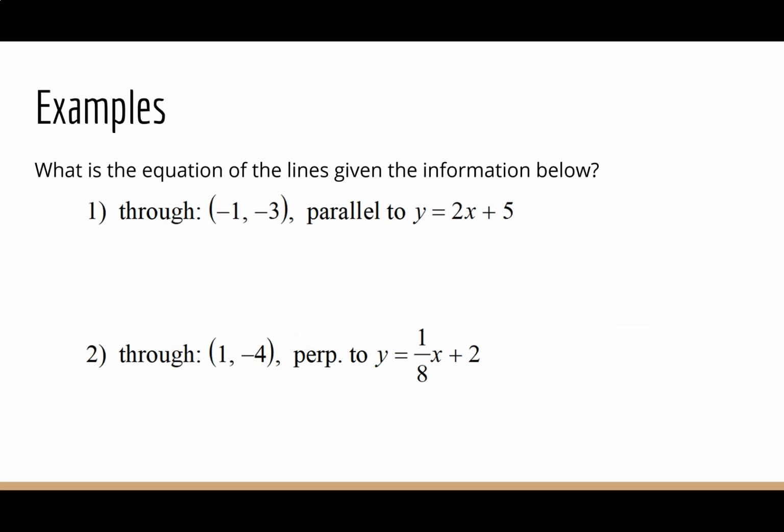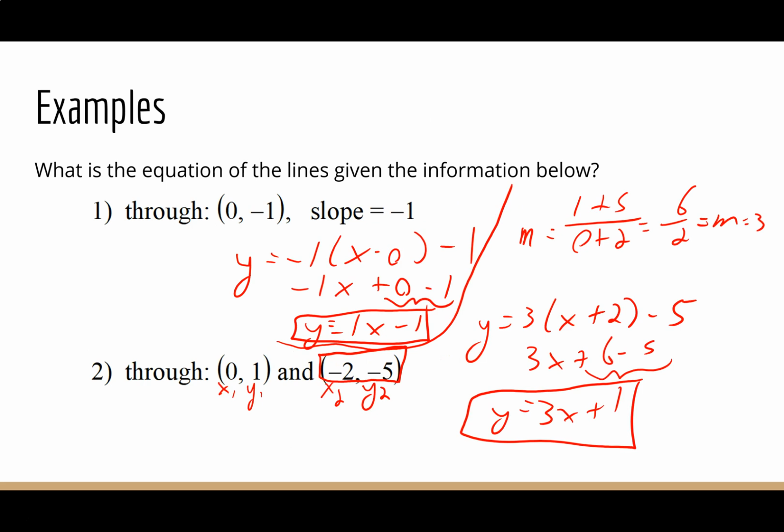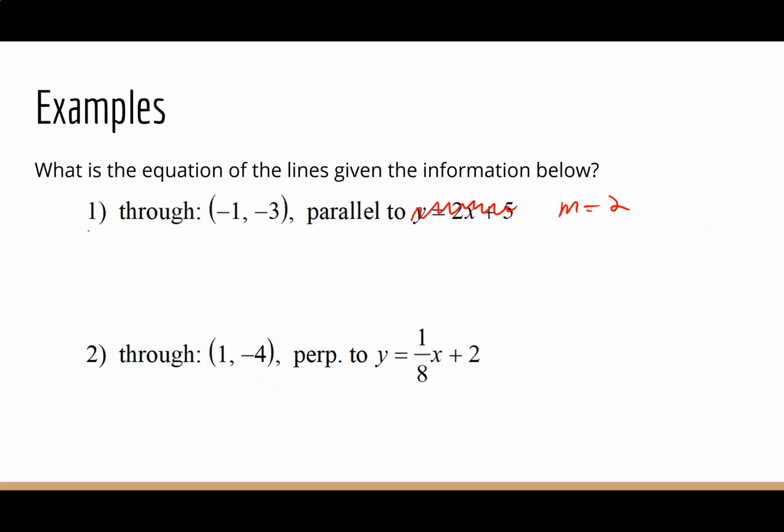So through the point and parallel to that equation. That tells me that my slope for the first one is going to be 2. And now I don't care about that equation anymore. I'm not going to worry about it. I got what I needed from it. Now I have a point and a slope, just like this first problem. Same exact steps from there.